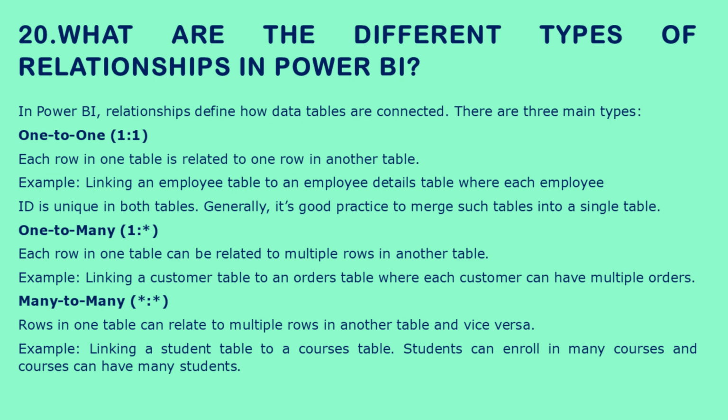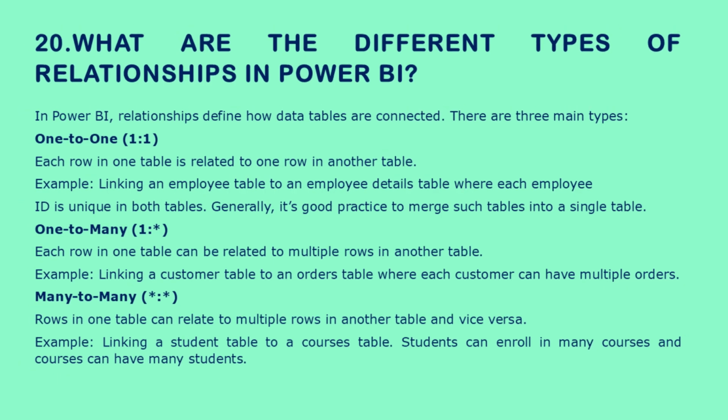One-to-many (1:*): each row in one table can be related to multiple rows in another table. Example: linking a customer table to an orders table where each customer can have multiple orders. Many-to-many (*:*): rows in one table can relate to multiple rows in another table and vice versa. Example: linking a student table to a courses table. Students can enroll in many courses and courses can have many students.